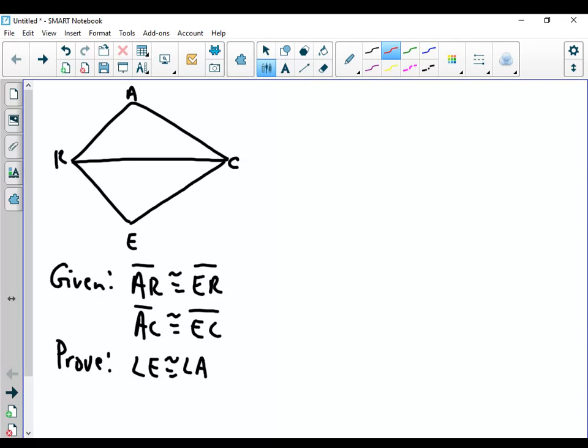Okay, let's look at the first example. And I'm going to show you a second way that we can write a proof. We've been doing flowcharts, obviously, quite a bit. And flowcharts are a nice way to organize things, but it's not the only way that we can write a proof. Another way that's kind of a tried and true method is what's referred to as a two-column proof.